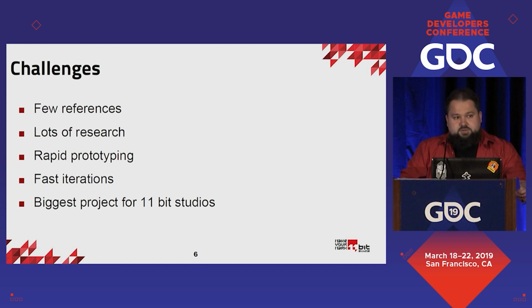So that meant for the programming team that we had to do a lot of research and R&D and support our designers who did the same. So fast prototyping, fast iterations, that was the main thing during the development. And aside from that, it was the biggest project for 11-bit Studios. This War of Mine was made by 20 people. Frostpunk was made by 70 people, so the scale went up pretty high.